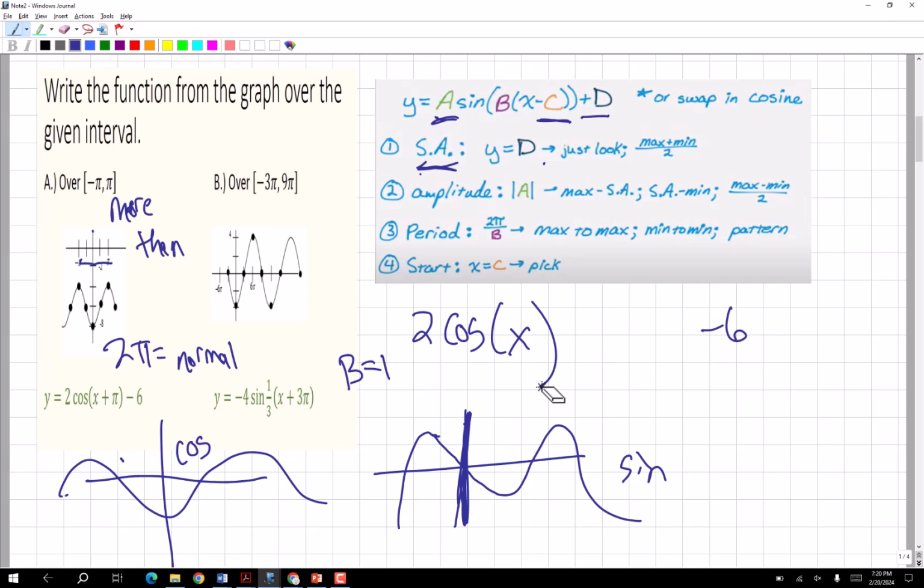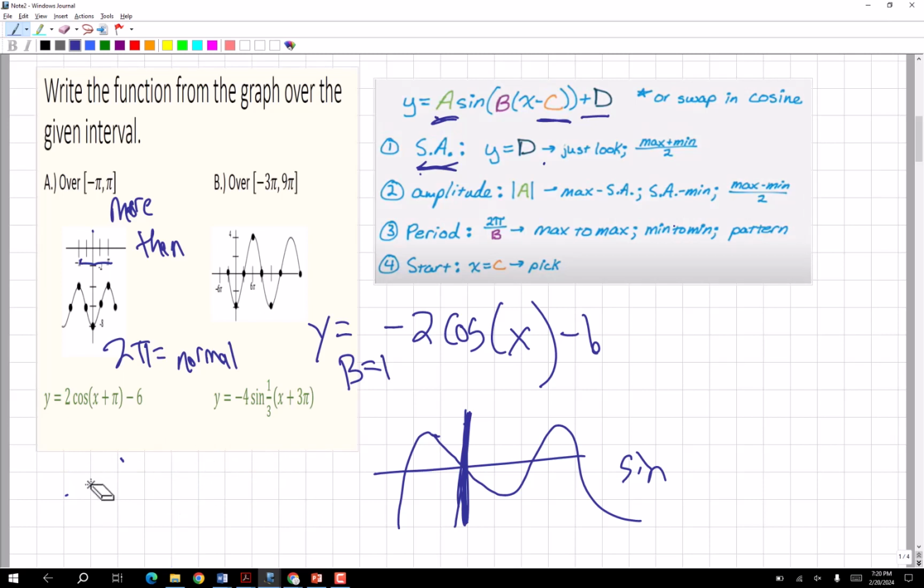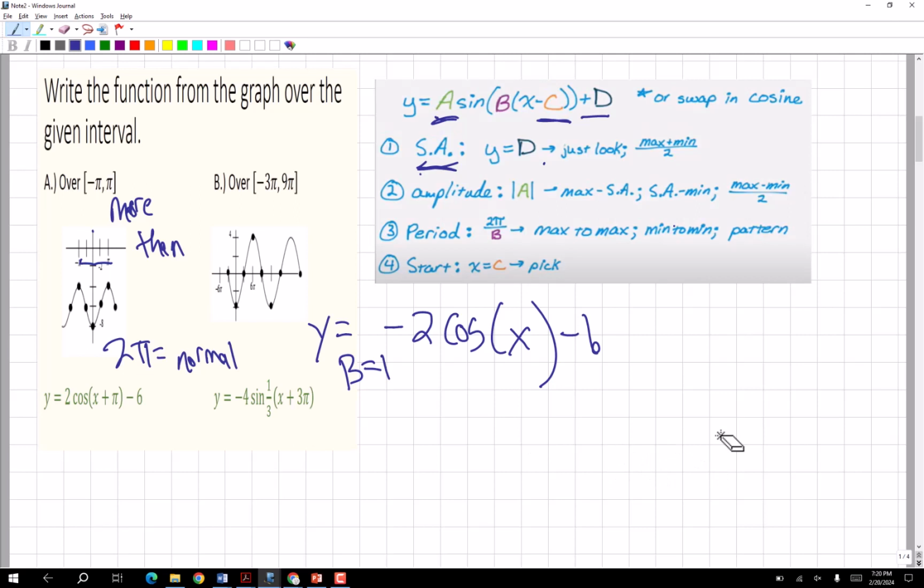So, this one, because it started low, it's going to be negative. So this is y equals -2 cosine x minus 6, okay? What they did was pretty similar, except they didn't want to have a negative cosine. They said cosine should have a maximum here, so instead of just inverting it, they shifted it.